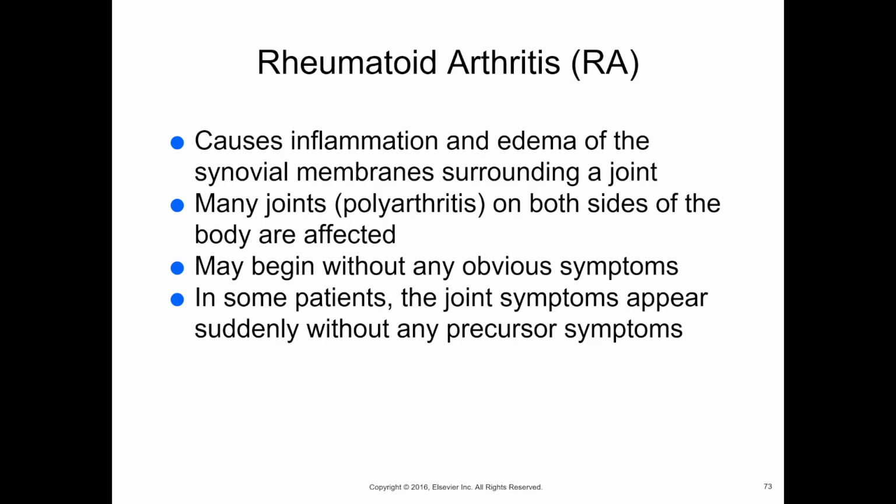Now, again, RA also has systemic effects in the body. You can get lung symptoms, bibasilar fibrosis of the lungs, and it also affects the cervical spine. It can damage the integrity of the cervical spine.